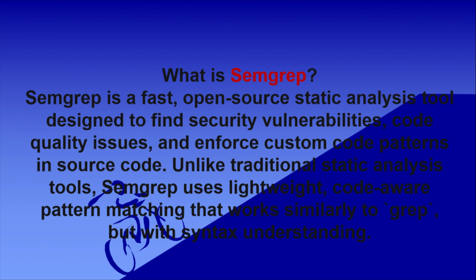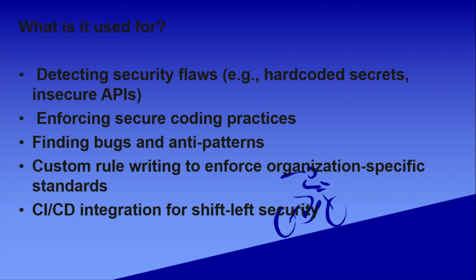We're going to be talking about Semgrep today, what Semgrep is all about, why we need Semgrep, and what type of scans we can use Semgrep for. So first of all, what is Semgrep? Semgrep is a fast open source static analysis tool designed to find security vulnerabilities, quality issues, and enforce custom code patterns in source code, unlike traditional static analysis tools. So like we have said, we use Semgrep to scan our code for vulnerabilities.